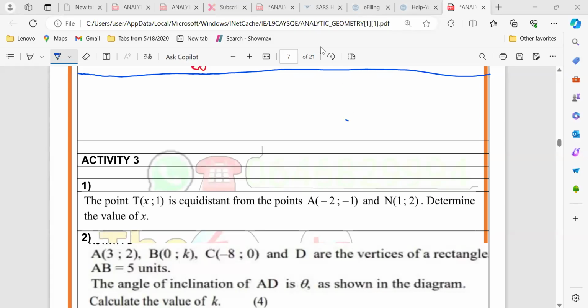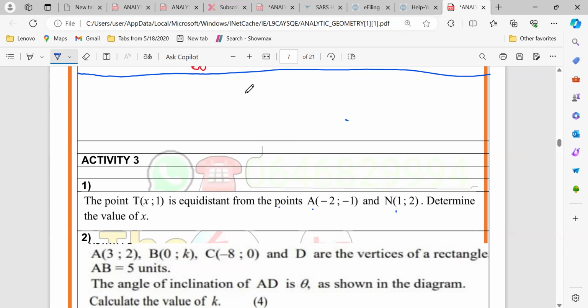T is a point. Now, what is T? T is a point. The point T is equidistant from A to what? To N. Now, if you are to just have a rough sketch of this thing, you don't have to draw it on the Cartesian plane. It will help if you do it on the Cartesian plane.